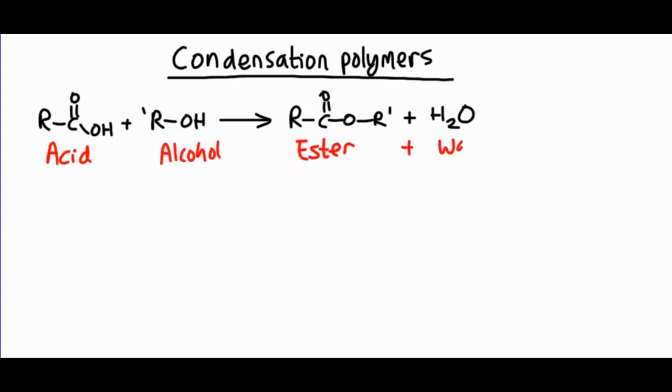Now if you look at the structures carefully, you can see why an ester is formed and why water is released. So if you take the OH of the carboxylic acid, join it to the H of the alcohol, it makes a water molecule, and then that carbon with the oxygen bonded to it joins to that oxygen, and that makes the ester link. So this is an esterification reaction. It's also a condensation reaction because two big molecules join, releasing a small molecule.